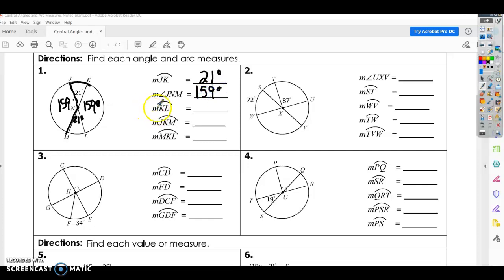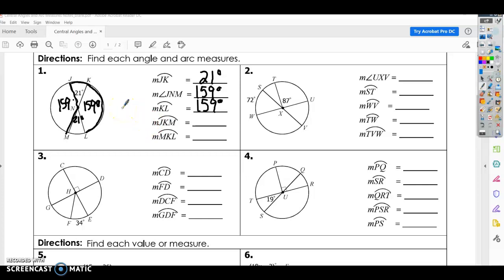And the measure of arc KL. Here's KL. This arc would be the same as that central angle, so that one is also 159 degrees. Now we're looking for the measure of arc JKM. You may wonder, why does this have 2 letters and this has 3? If you remember back to your definitions, this is the difference between your minor arc and major arc. This one would be less than 180 and this one would be greater than 180.